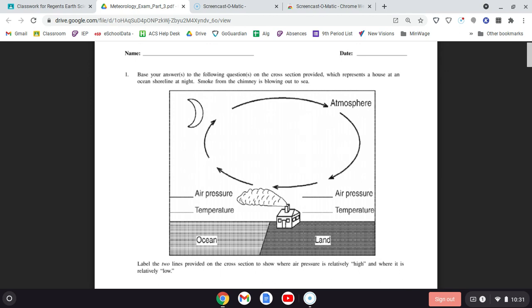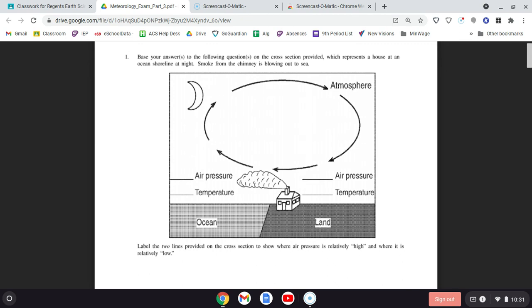Label the 2 lines provided on that cross-section to show where the air pressure is relatively high and where it is relatively low. So you're going to write high and low on those lines, right on the air pressure lines. Just air pressure? Yep, just the air pressure, whether it's high or low.